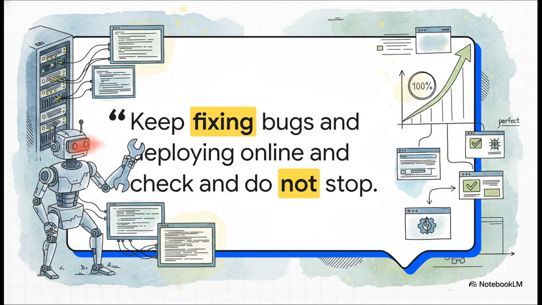So check out this prompt. You can now hand off absolute control just by saying, I want my website to hit 100 page score. Keep fixing bugs and deploying online, and check and do not stop until you get the score. You're instructing the AI to endlessly loop, test, fix, and deploy. Because it has direct programmatic access to Chrome DevTools via that local MCP server, it runs the audit, sees the failing metrics, writes the fix, checks the new audit, and repeats. It is exactly like having a tireless senior performance engineer working for you 24/7.